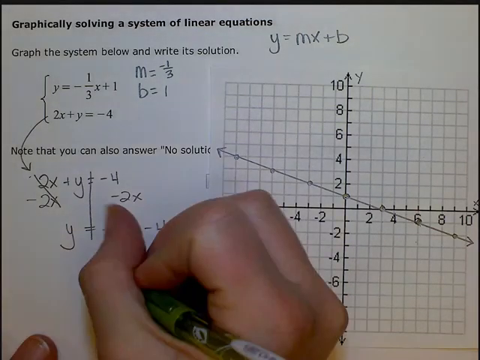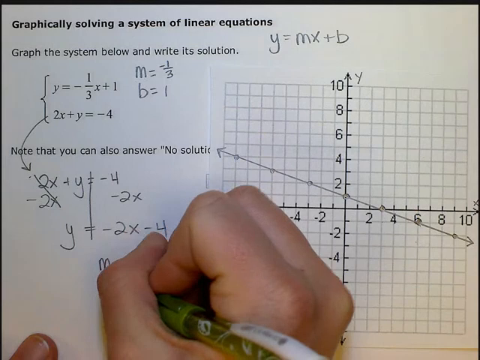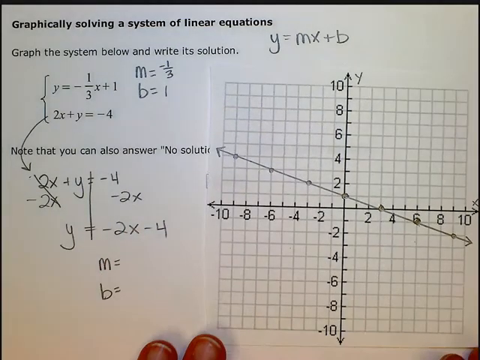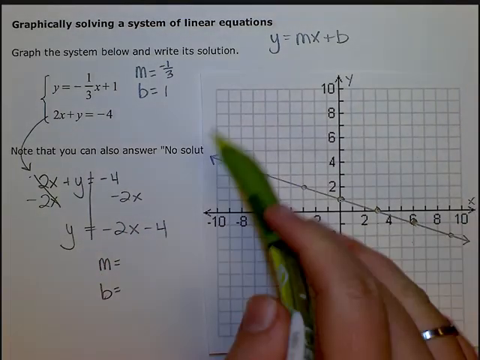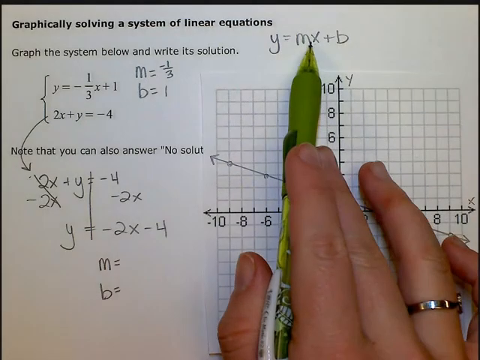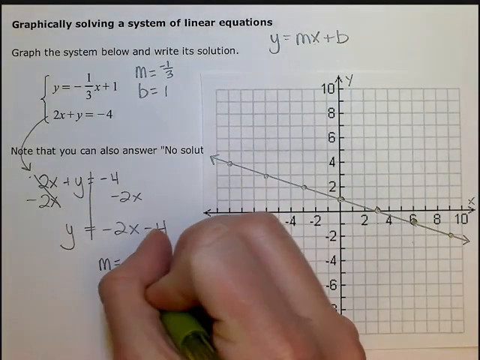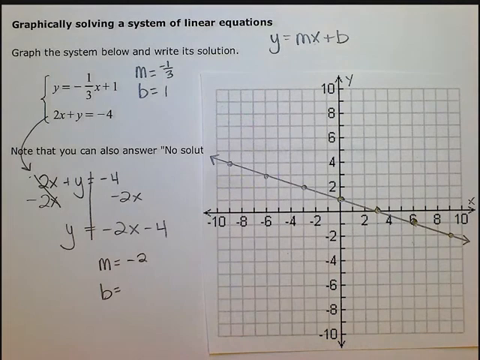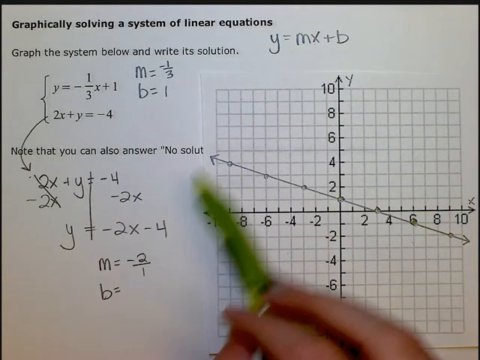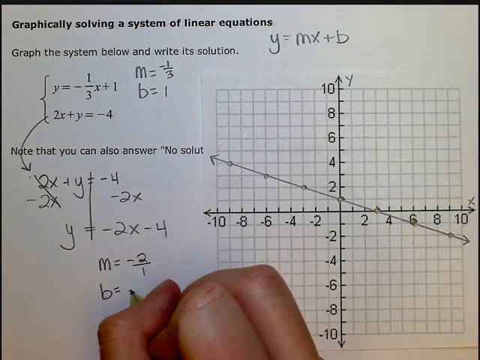So I'm going to be able to pull out my slope and my y-intercept and graph it like I did just a minute ago. So my slope, my m, is always the number in front of the x, so my slope is negative 2, and I like to put my slope in fraction form, so I'm going to put negative 2 over 1. And then my intercept is the constant, or the number by itself. In this case, that's negative 4.